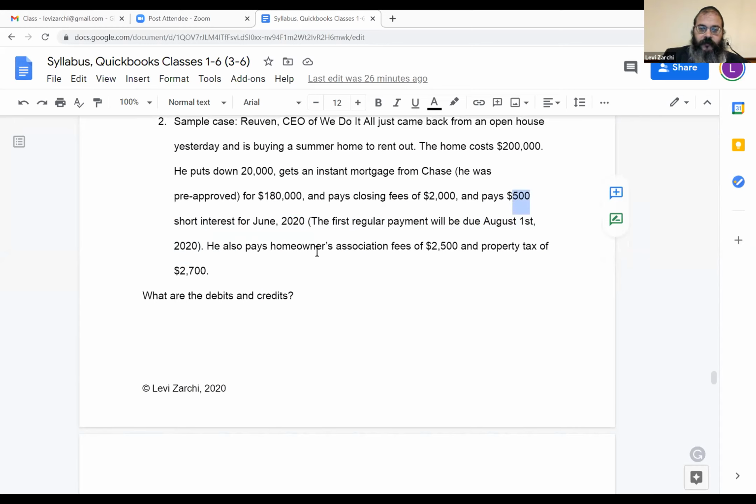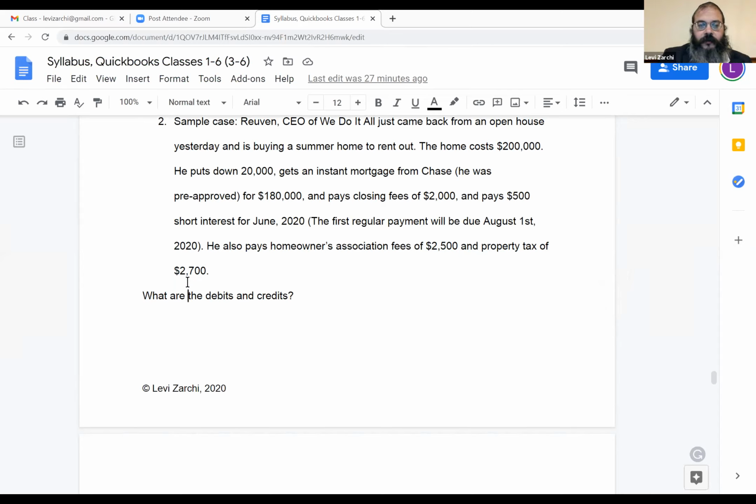He's also joining an association. He's going to pay $2,500, which is going to cover the maintenance of the property and other expenses of the common areas of his colony or his association. And he also has to pay a property tax of $2,700. And we asked, what are the debits and the credits? So let's first explain this in terms of assets and liabilities.